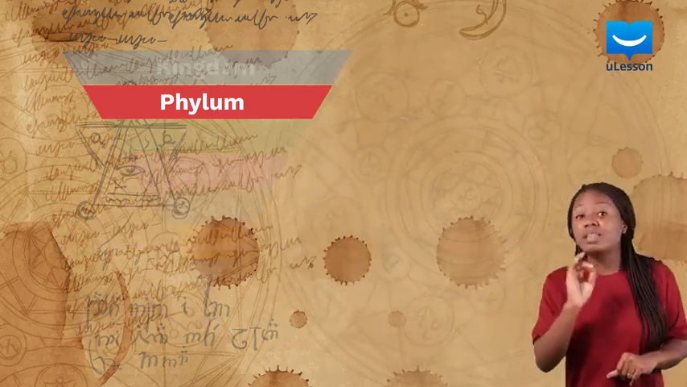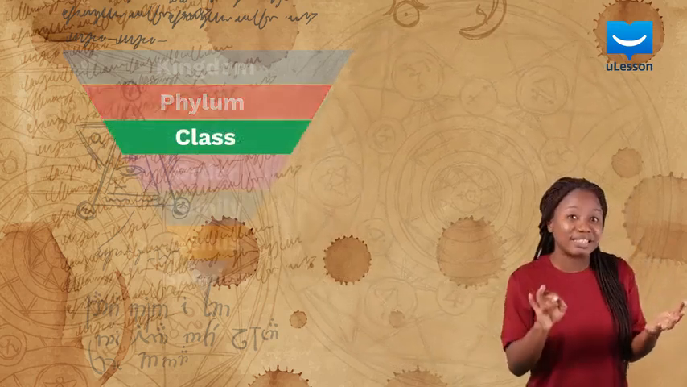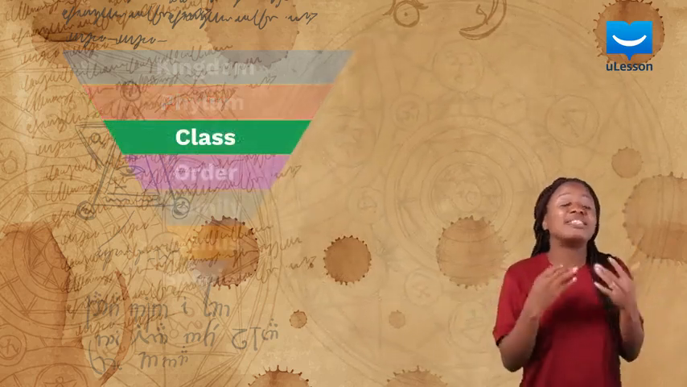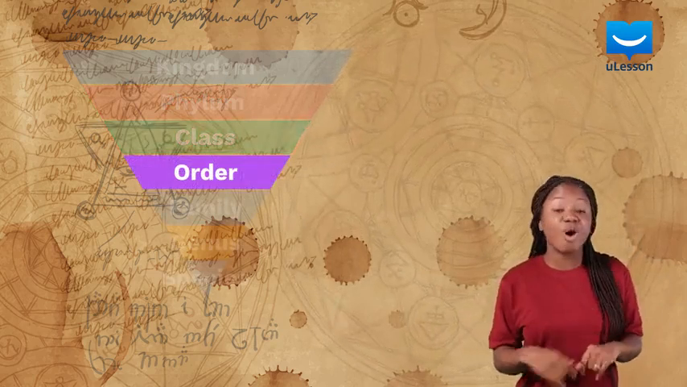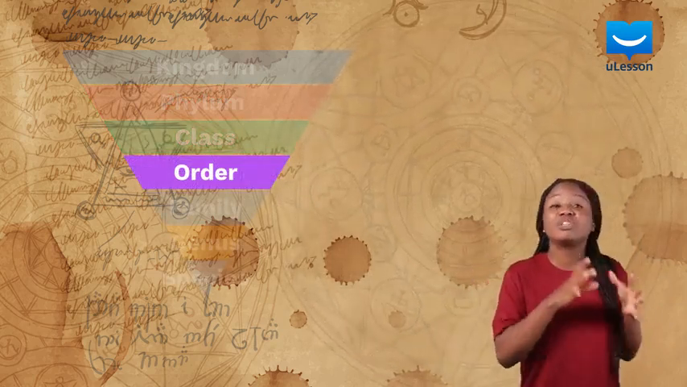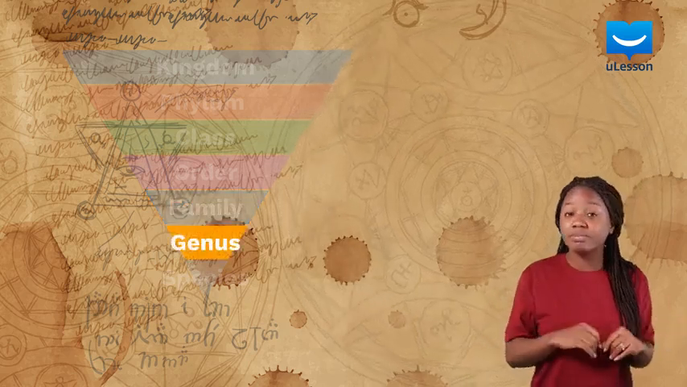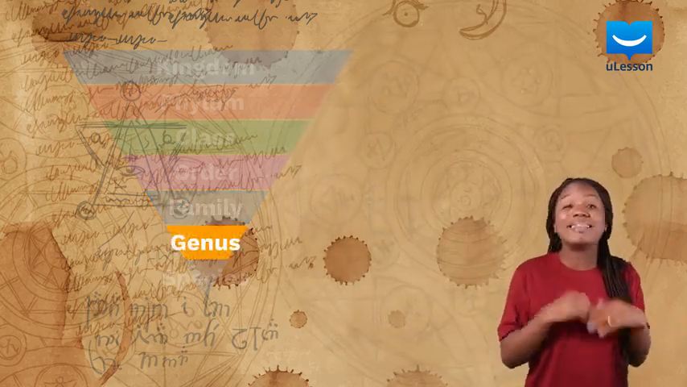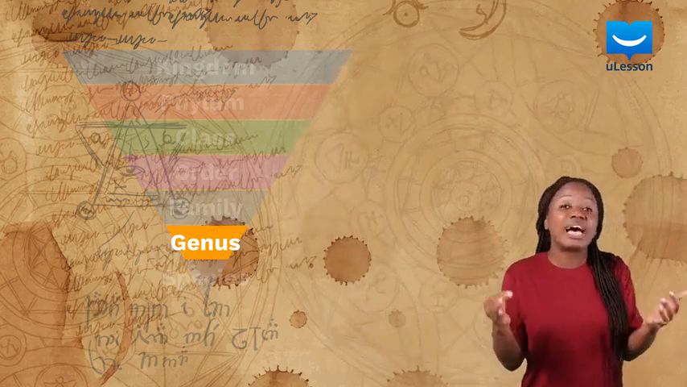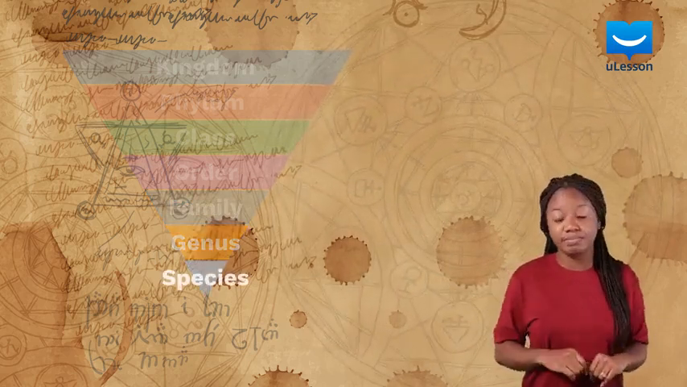Now let's move a level down. A phylum splits into classes, and each class divides into orders. Orders divide into various families. Families split into genera, that's plural for genus, and lastly, genera divide into several species.